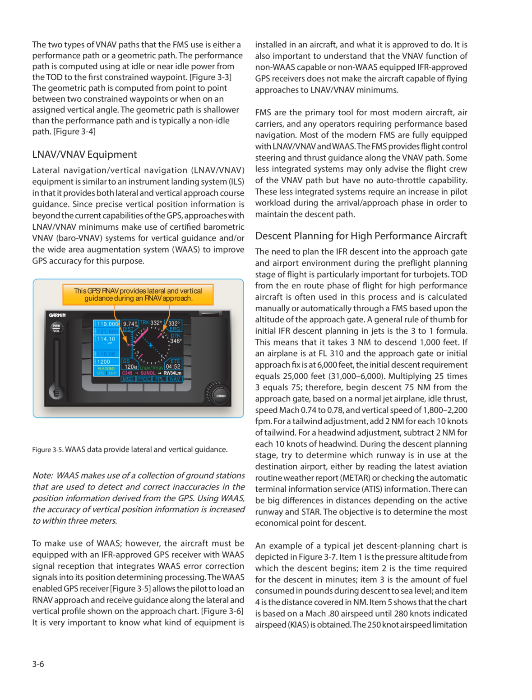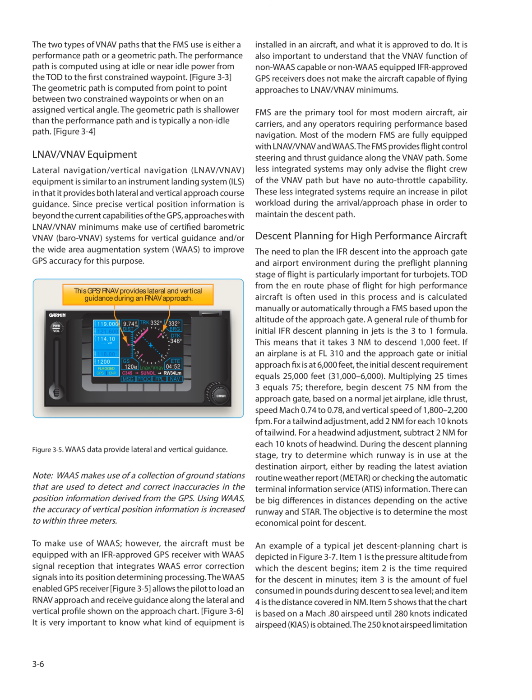Figure 3.4 shows LNAV/VNAV equipment. Lateral navigation/vertical navigation, LNAV/VNAV, equipment is similar to an instrument landing system, ILS, in that it provides both lateral and vertical approach course guidance. Since precise vertical position information is beyond the current capabilities of the GPS, approaches with LNAV/VNAV minimums make use of certified barometric VNAV, BARO-VNAV, systems for vertical guidance and/or the Wide Area Augmentation System, WAAS, to improve GPS accuracy for this purpose.